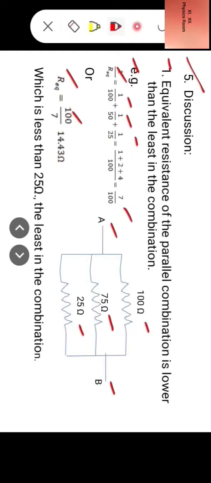or it is equal to 14.43 ohms, which is less than 25 ohm, the least in the combination, because 25 ohm is least in the combination and the equivalent resistance is 14.43 ohm, which is less than 25 ohm. Hence, the equivalent resistance of the parallel combination is lower than the least in the combination.